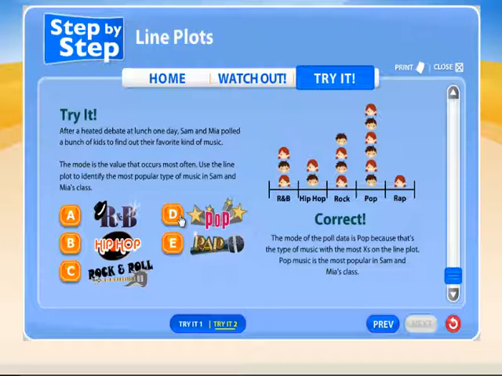Nice! The mode of the poll data is pop because that's the type of music with the most X's on the line plot. Pop music is the most popular in Sam and Mia's class.